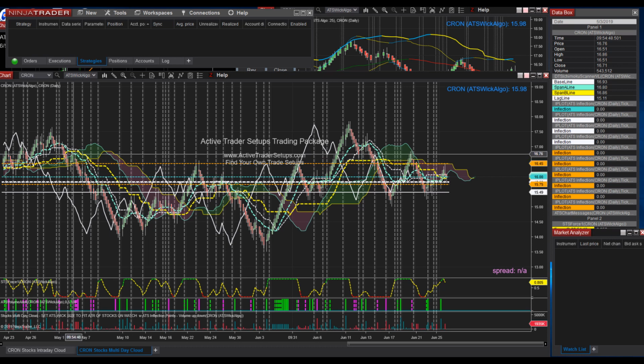You can see breaking down the cloud here. You can see the little blue line crossing the yellow. That's telling you this has already happened. And so you've done the breakdown.